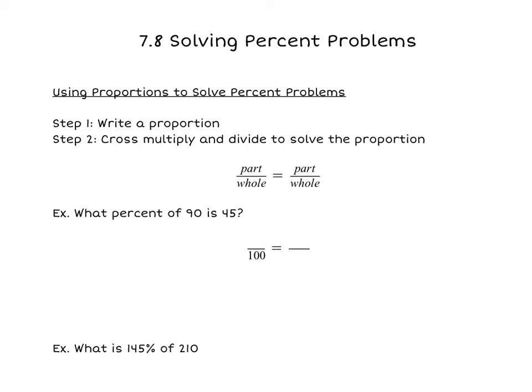So first off, write a proportion with your information. Section 7 was all about the same, they were all written the same way. Section 8, this section, they're not all written the same way. So we have to think about what parts our question is talking about. So this says, what percent of 90 is 45?